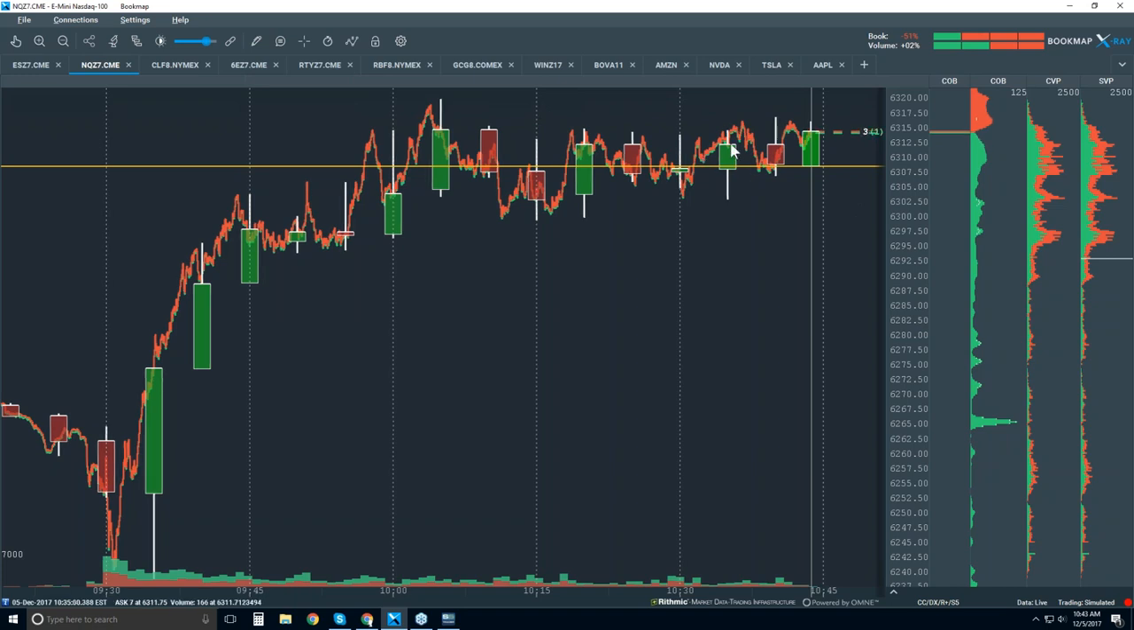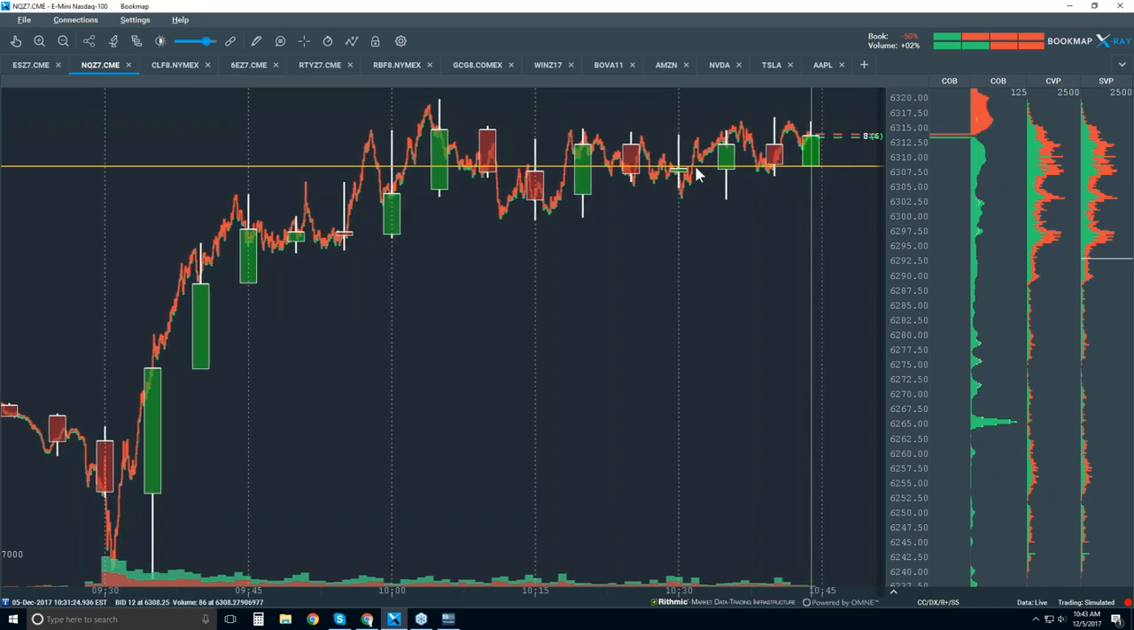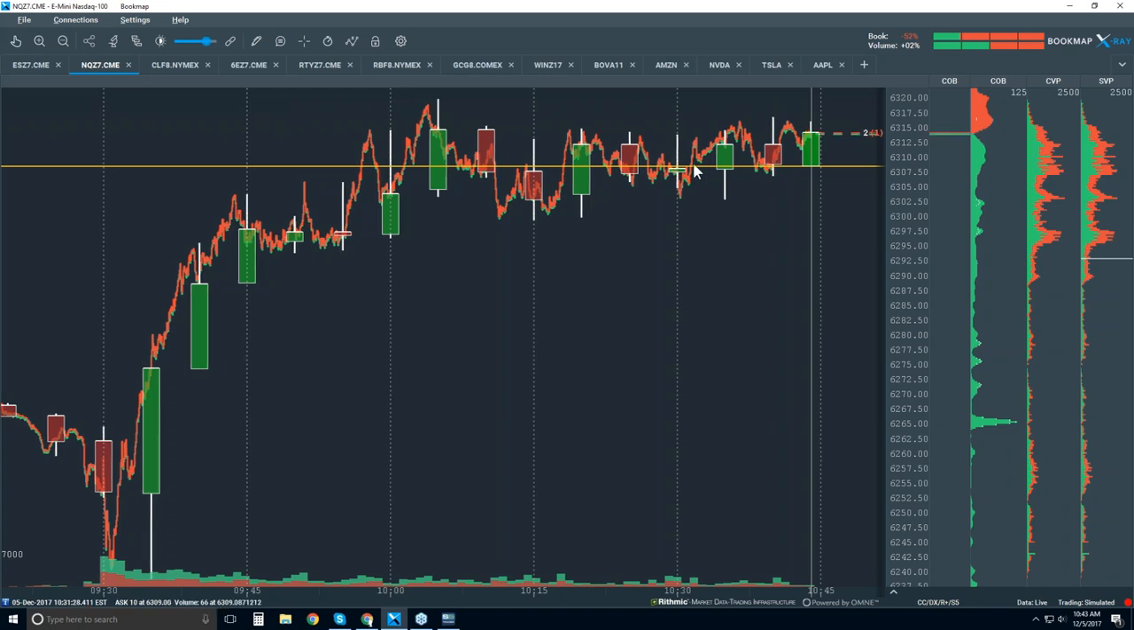And then you can see that we went up and tested new highs for this range, and it did not accept above it. It came back down, but where did it come back down to? To this orange line that I just placed in here, okay? That's because it is accepting. It's not accepting above this high, but it is accepting above this structural little area right here.